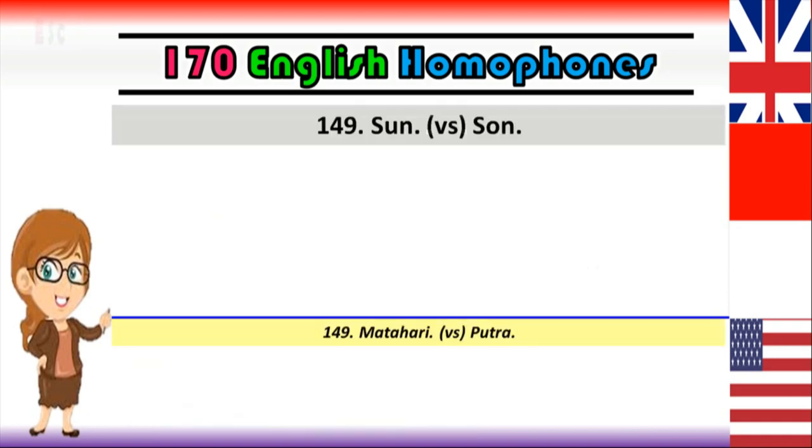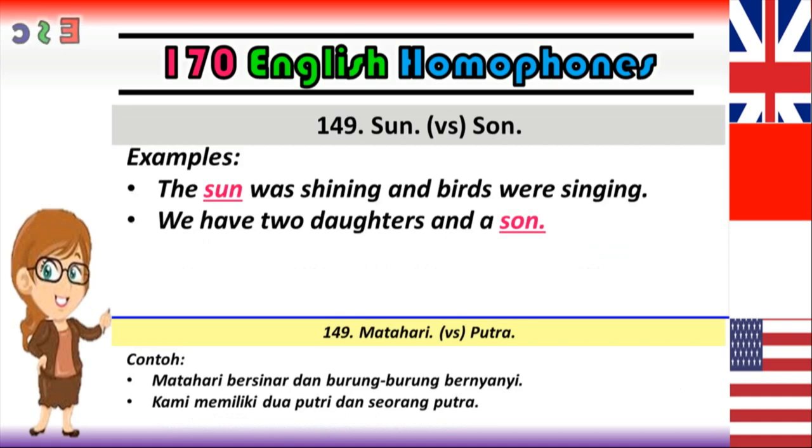149. Sun versus son. Examples. The sun was shining and birds were singing. We have two daughters and a son.